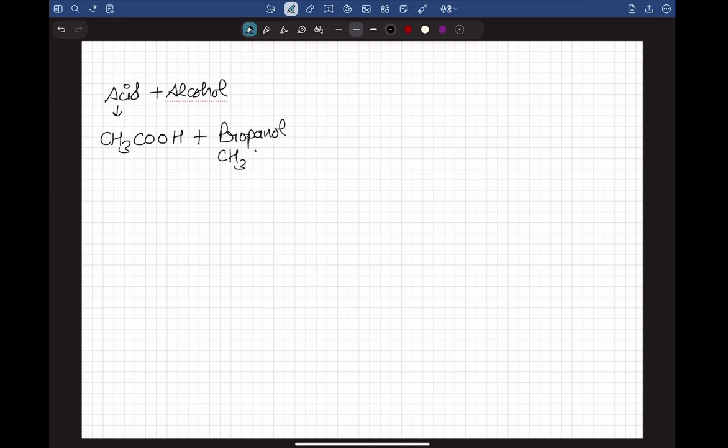Now, for drawing the structure, I have one small trick for you that will help you avoid any mistakes in the future. You should write the acid first and then the alcohol. For example, let's take a few examples. Acid, we can pick ethanoic acid, so CH3COOH. Alcohol we can take as, let's say, propanol. So propanol is CH3CH2CH2OH.